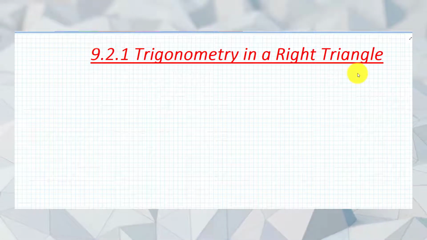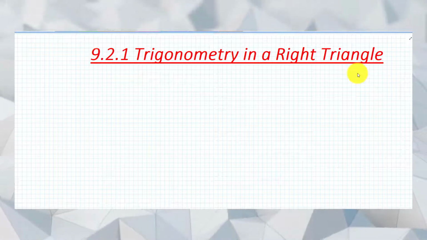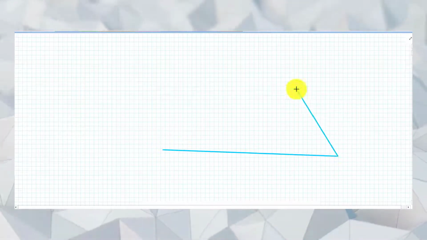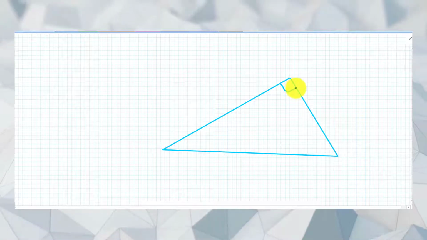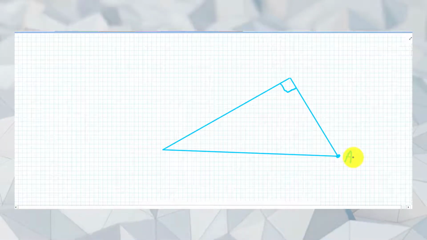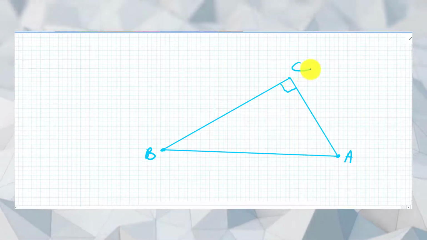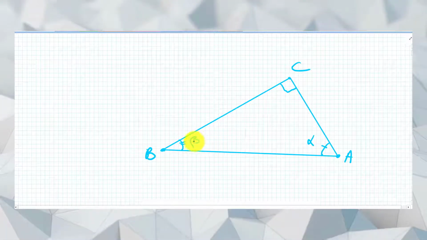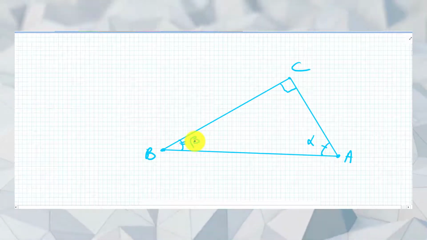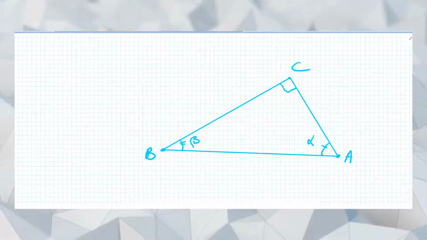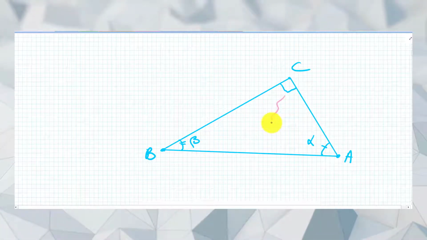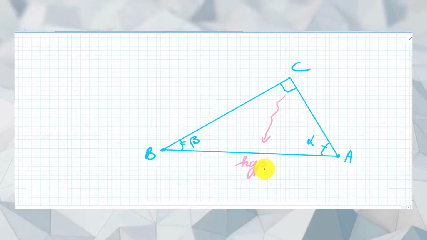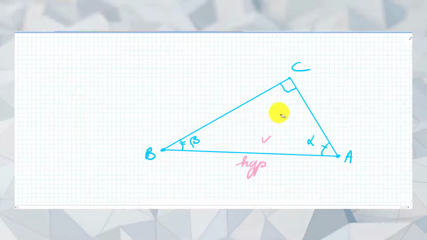Let's begin by reviewing the typical labeling of a right triangle and the trigonometric terminology we associate with its sides. Okay, let's quickly draw a right triangle. Here we go. Let's call this the right angle, and let's label the vertices A, B, and C. Trigonometry deals with angles, so let's call this angle alpha and this angle beta. We know that alpha and beta in the right triangle are complementary angles. In the right triangle, the side opposite the right angle is called the hypotenuse. I'm going to use the label HYP to denote the hypotenuse.